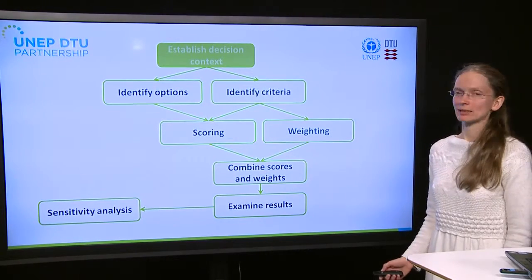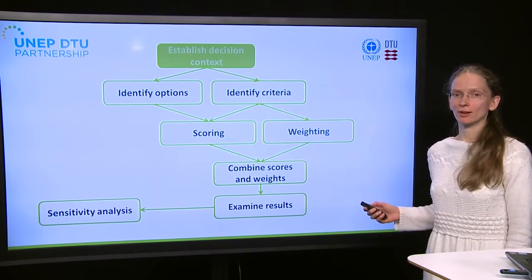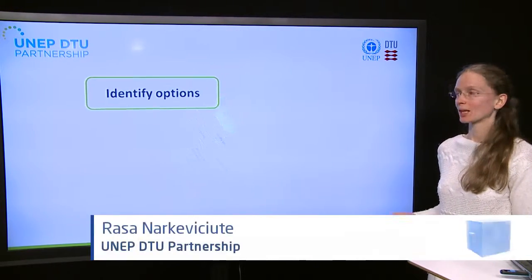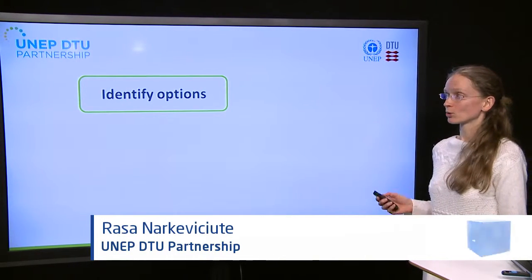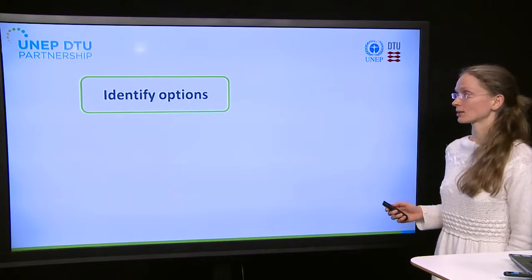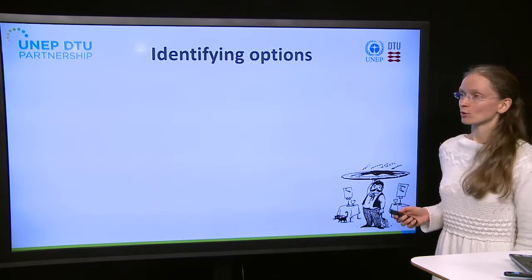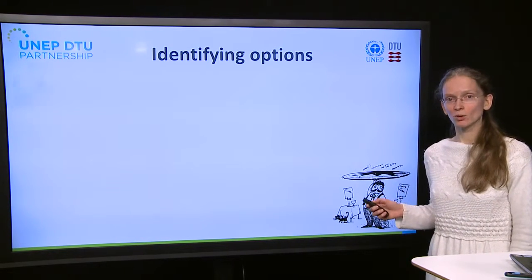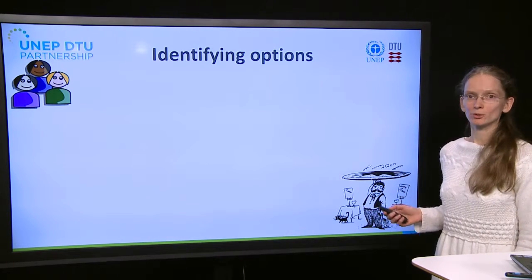Keeping the decision context in mind, we can now move to identifying the technology options. In the next section, we will talk about how to identify options of technologies for mitigation and adaptation. But first of all, let's start with our example about 3 old friends who want to go out to eat.